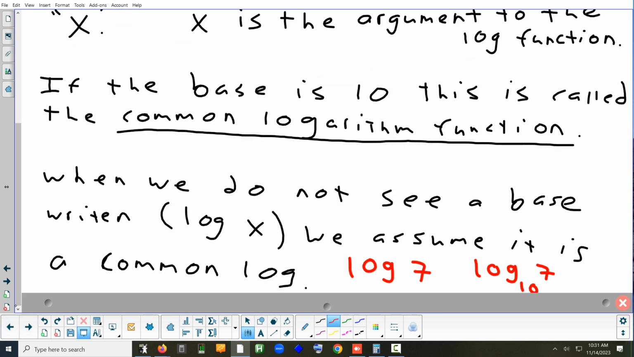Okay, so any question on what the common log is? It's a base 10. And it's one of two logs that the calculator can do by pressing a single button. So calculators can do common logs. And there's one other kind of log that a calculator can do. And I'm going to show you that one.